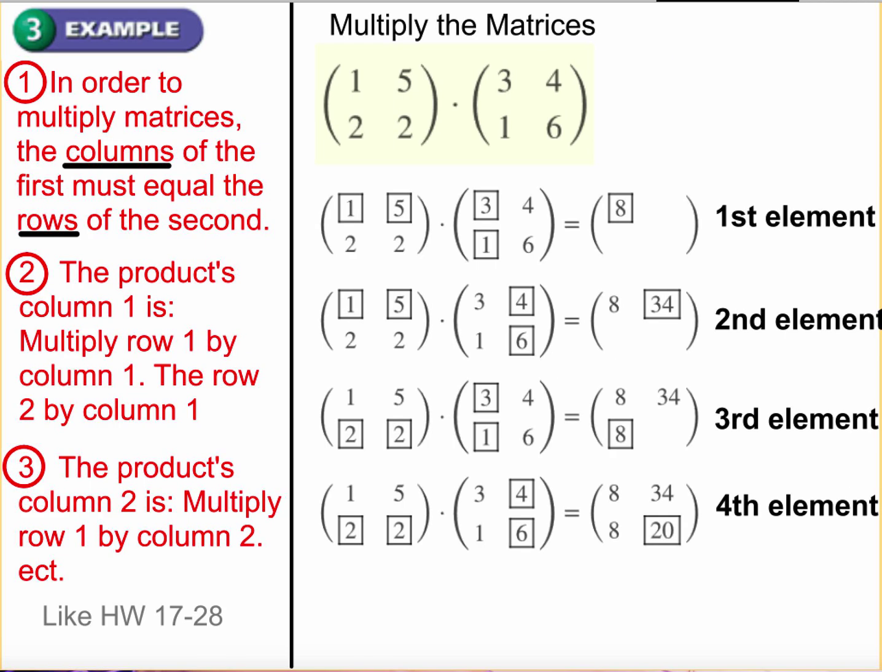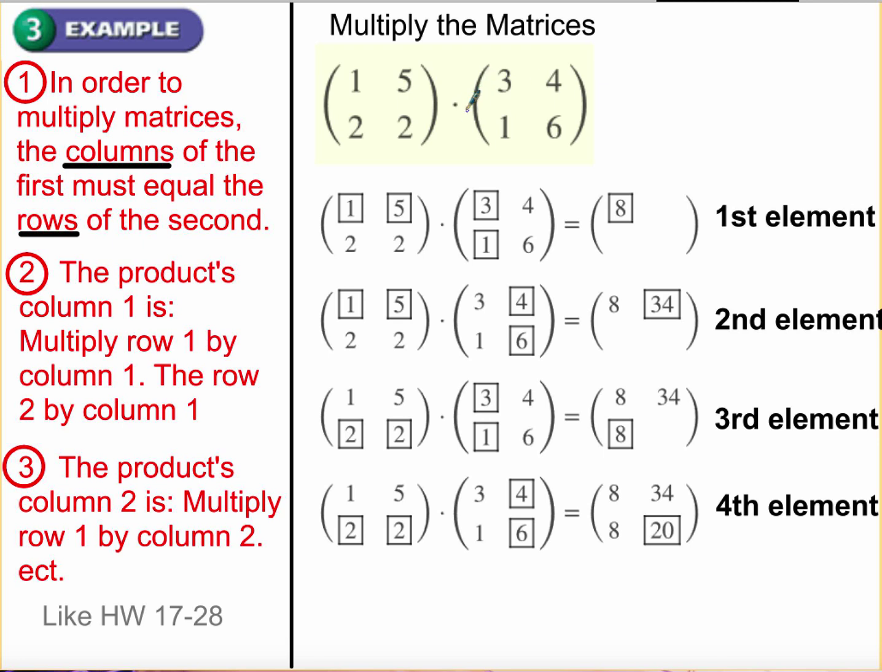So I do not want you to freak out when you see example 3, okay? Here we are going to multiply these two matrices together. Now, it is important to note, this one is already completely worked out for you. So it's kind of showing you what your work should look like as you're working through this process.